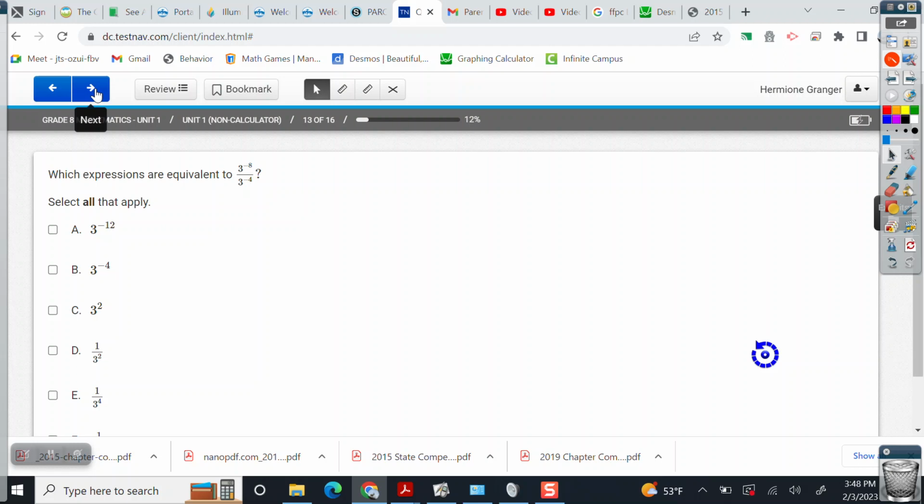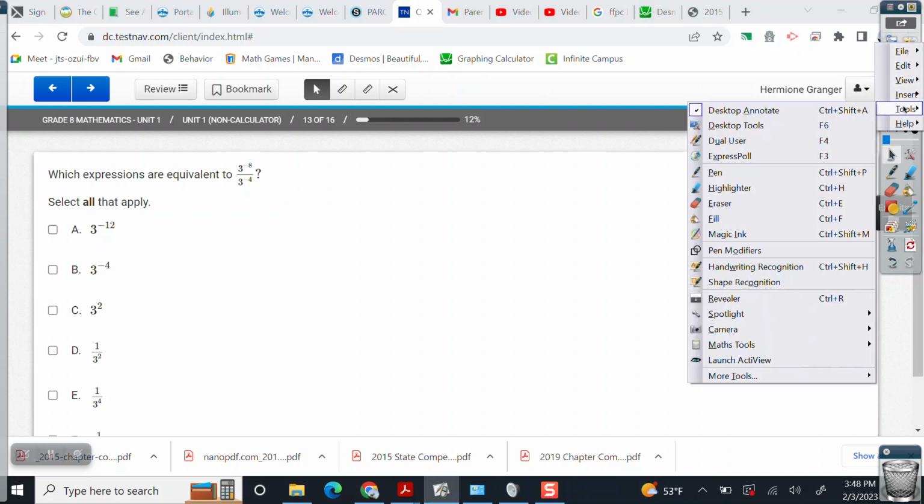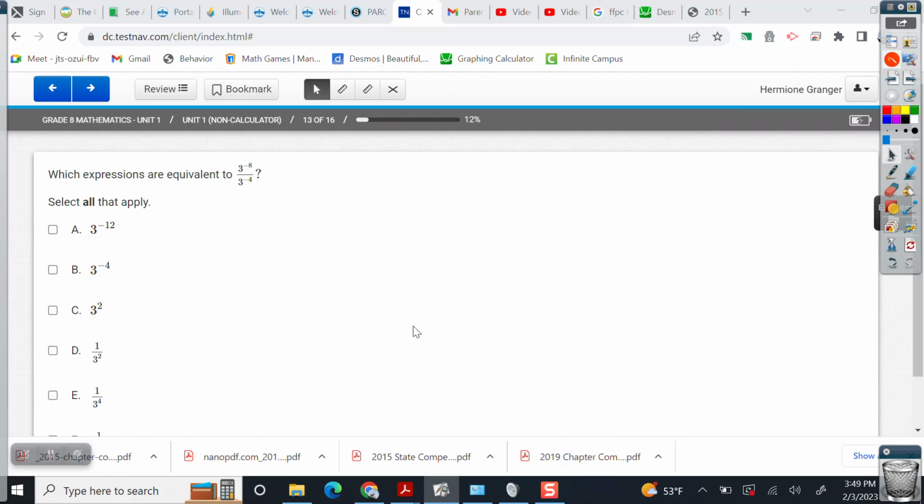All right. So the next one, rules of exponents, definitely are going to be on this. It's not a huge part of PARCC CMAS, but you know what? It's still something that can be on there. So right now, let's look at the rules of exponents.